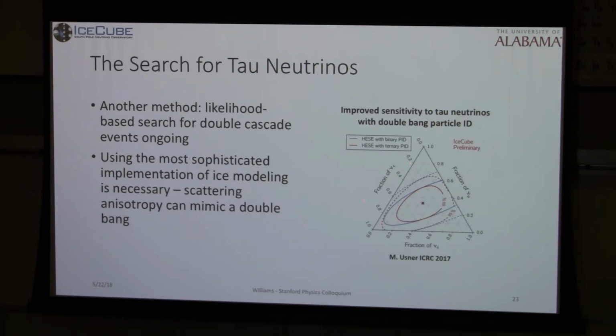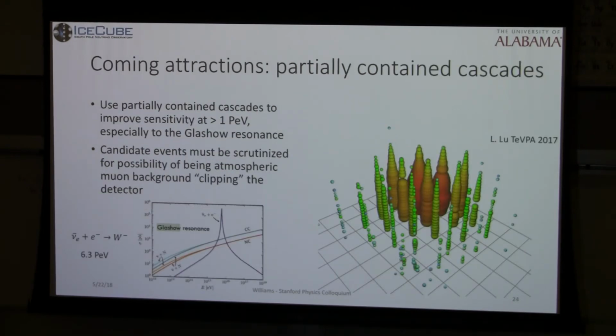And what this plot is, this is a triangle plot showing the fraction of tau neutrinos we detect versus the fraction of muon neutrinos we detect versus the fraction of electron neutrinos we detect. And what we expect is 1 to 1 to 1, 1/3 of each, and that's right in the center of the triangle. And so if we only know tracks and cascades, in that case there's a degeneracy between tau neutrinos and electron, then we get these larger dashed contours here. But if we can identify taus with a double bang, then we get a tighter contour here. So again, the results of that search are forthcoming.